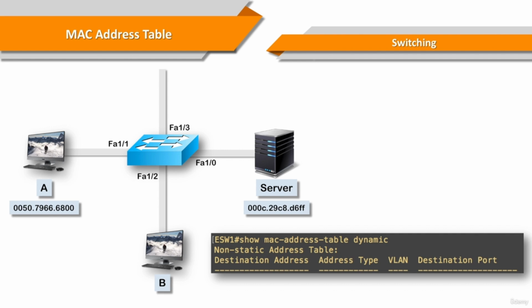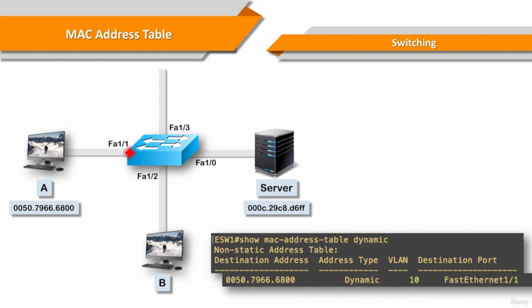Now suppose that all of the devices connected to the switch are powered on but have not sent any traffic yet. In this case, the MAC address table of the switch would be empty. Now suppose computer A wants to send traffic to the server. It prepares an Ethernet frame, and it sends it off toward the switch. The first thing the switch would do when receiving the traffic is to create a new entry in its MAC address table for computer A's MAC address.